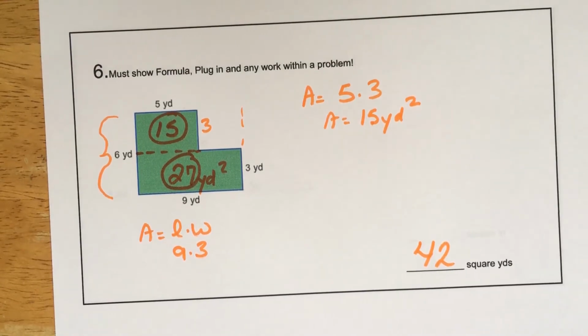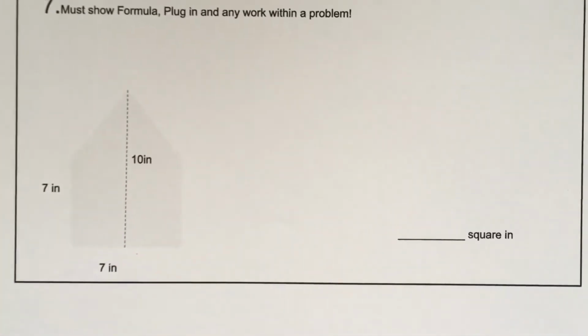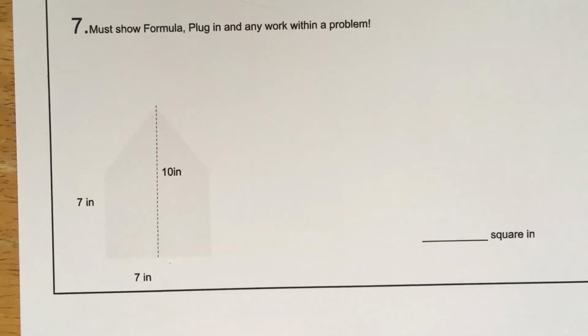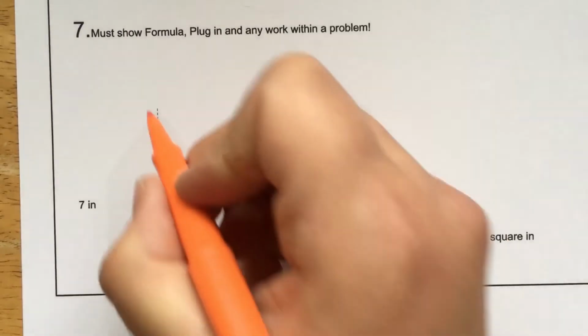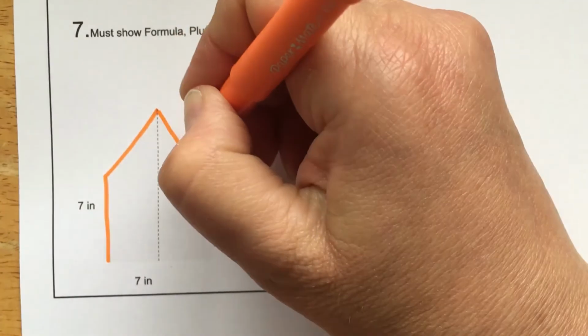Okay. Let's take a look at the next one. You have a pentagon. It's light. I'm sorry about that. I hope you can see that. It's on yours, right? I'm going to actually make the line darker so you can see it a little bit better.